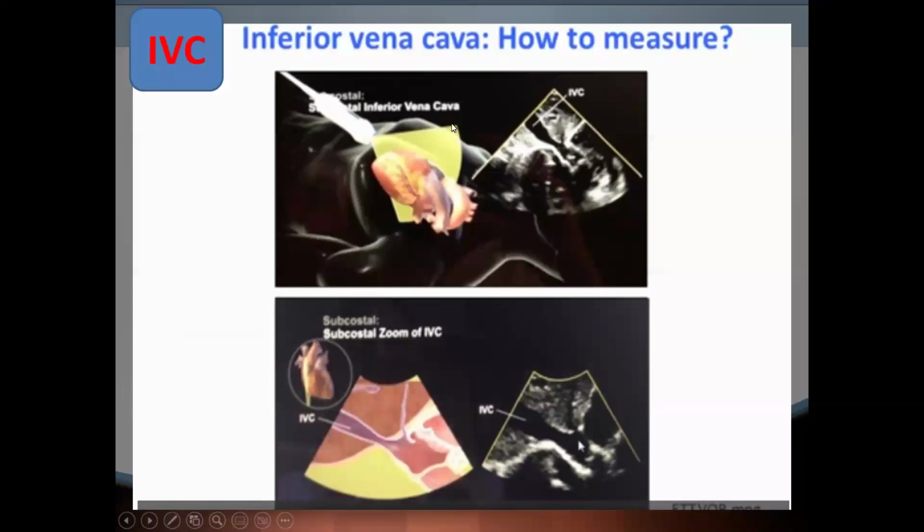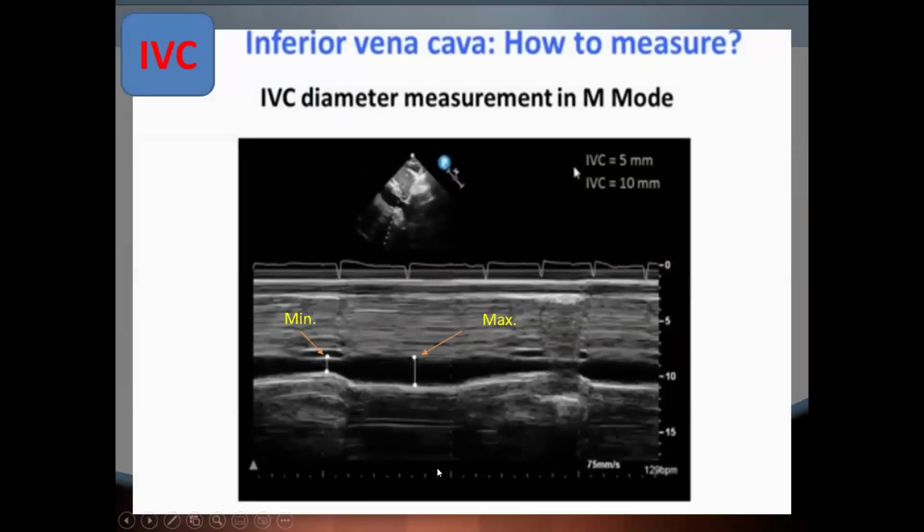Now the pointer is up, and you can see here the atrium and the IVC passing the liver, and this is the hepatic vein. After that you put the cursor, as we said, 1 centimeter before the hepatic vein, and you can shift from B mode to M mode.